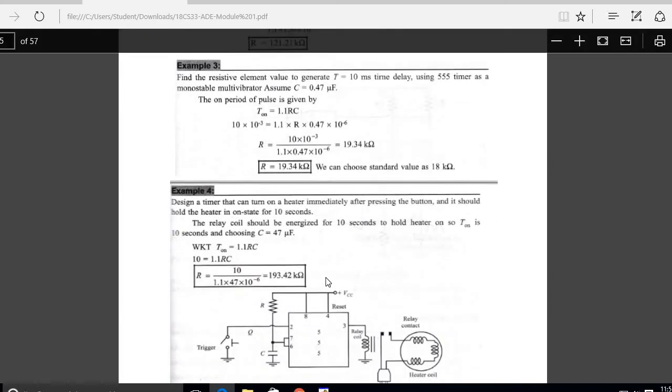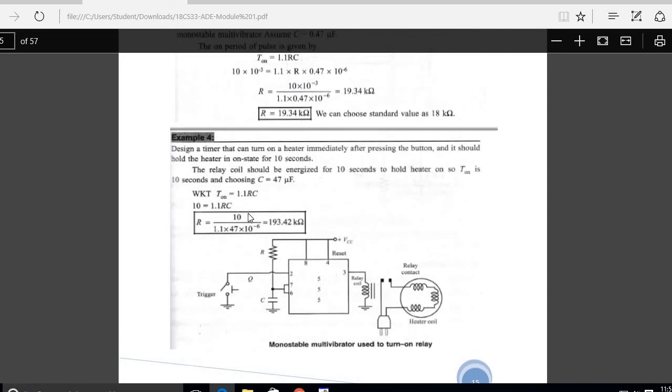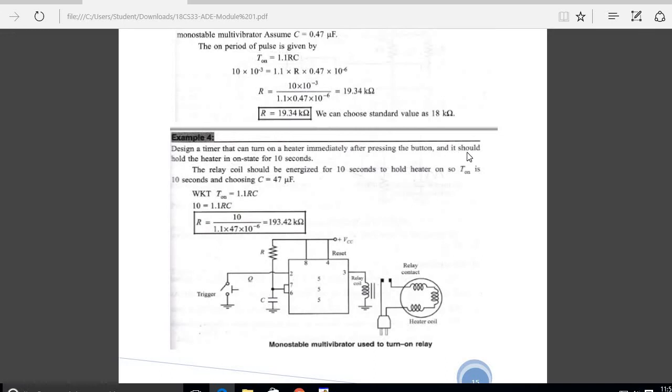Okay, next problem: design a timer that can turn on a heater immediately after pressing the button, and it should hold the heater in the on state for 10 seconds. The relay coil should be energized for 10 seconds to hold the heater on. So T on is 10 seconds, and choosing C is equal to 47 microfarad.